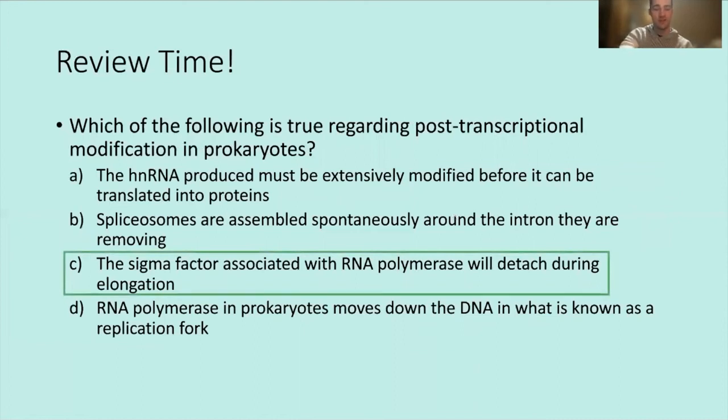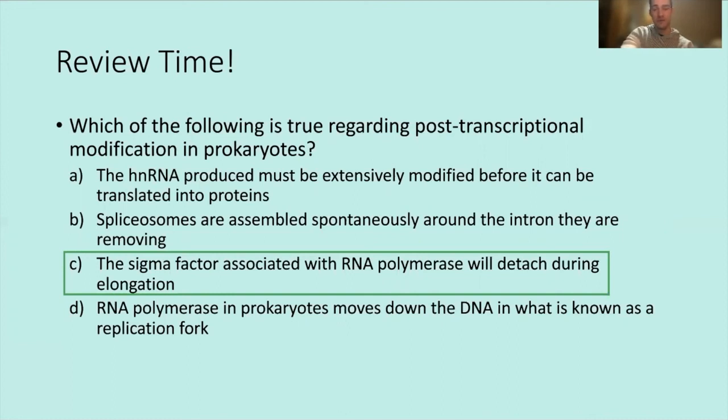The sigma factor associated with RNA polymerase will detach during elongation. So let's go over it. A: the hnRNA produced must be extensively modified before it can be translated into proteins. That is true for eukaryotes. You have to remember that in prokaryotes, the primary transcript after transcription is mRNA. They don't do alternative splicing. They don't have this immature form of RNA that eukaryotes do called hnRNA. If we were talking about eukaryotes, that would definitely be true, but in prokaryotes, it does not occur.